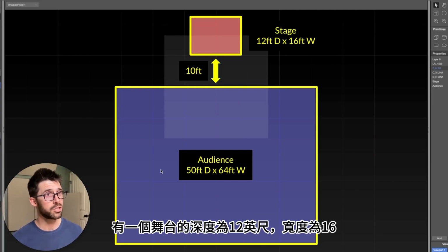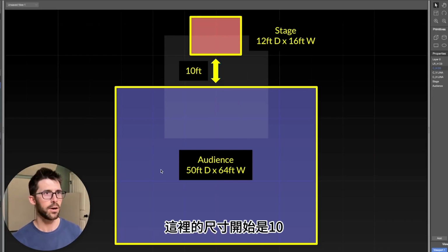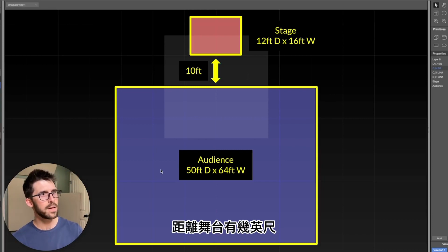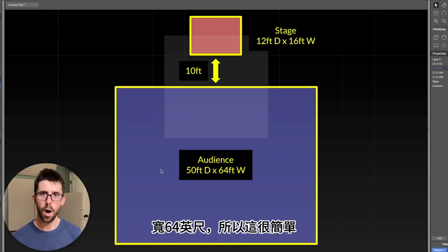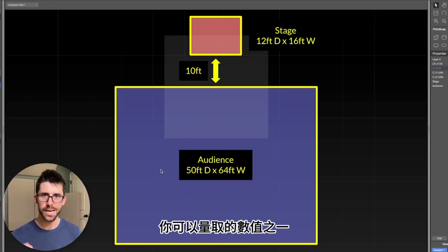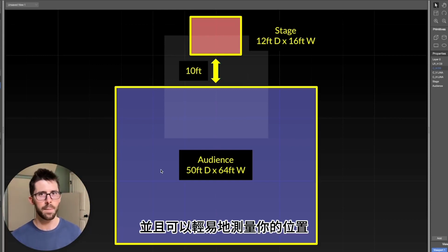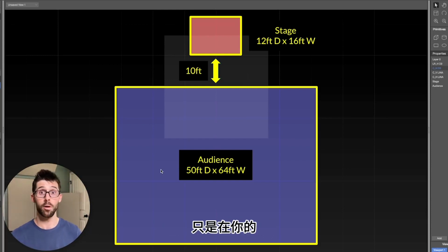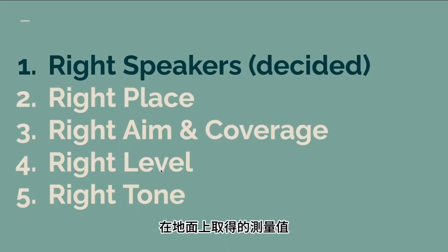We've got a stage that's 12 feet deep by 16 feet wide, just to set our dimensions here. Our audience starts 10 feet away from the stage, and then our audience is 50 feet deep by 64 feet wide. So that's an easy measurement. You could take one of those 100-foot roll-up tape measures and easily measure about where you think people are going to be standing, or just where the chairs are in your audience. That's a really easy measurement to get in the field.